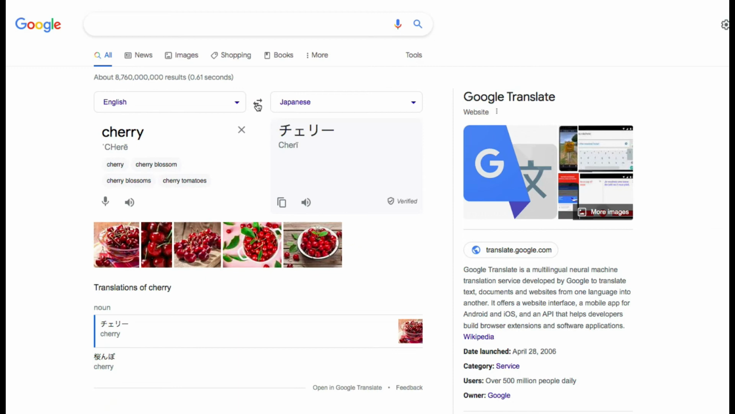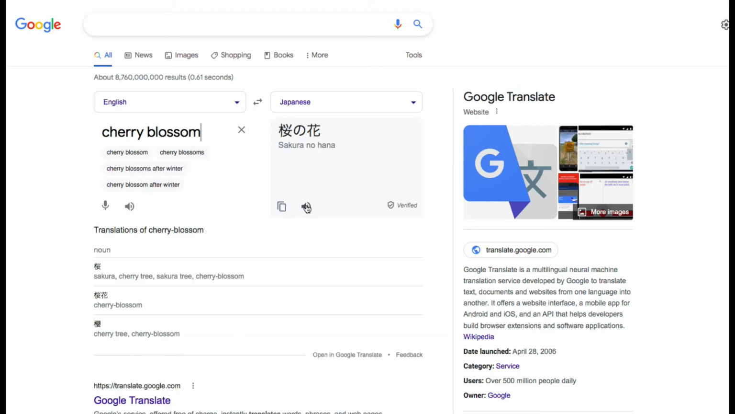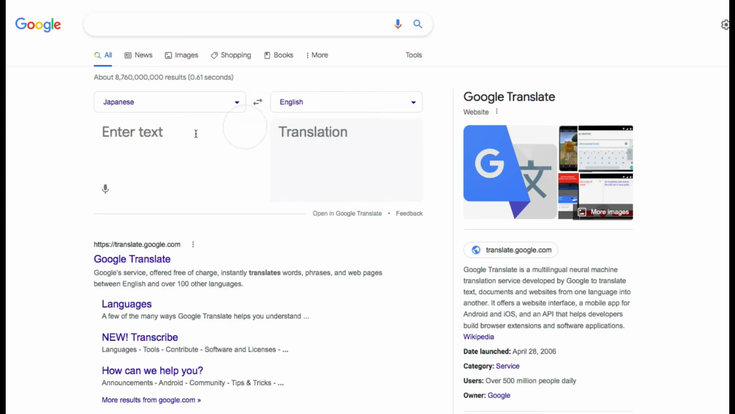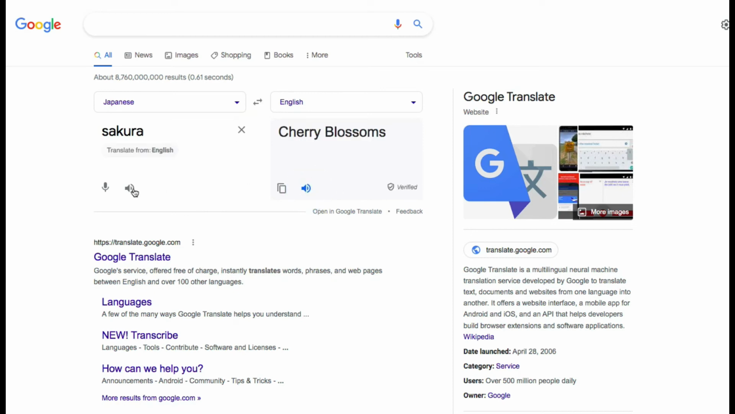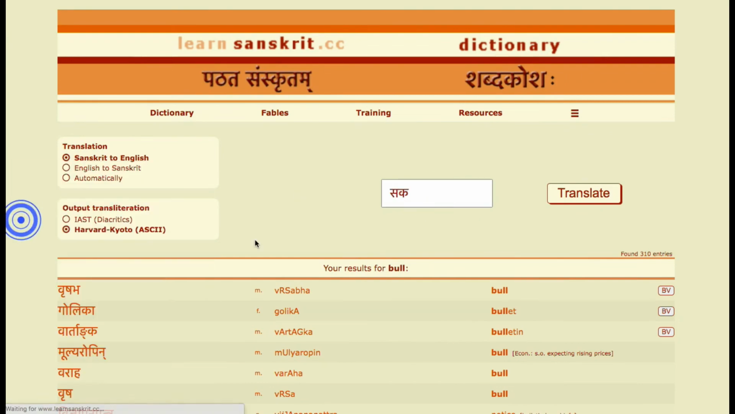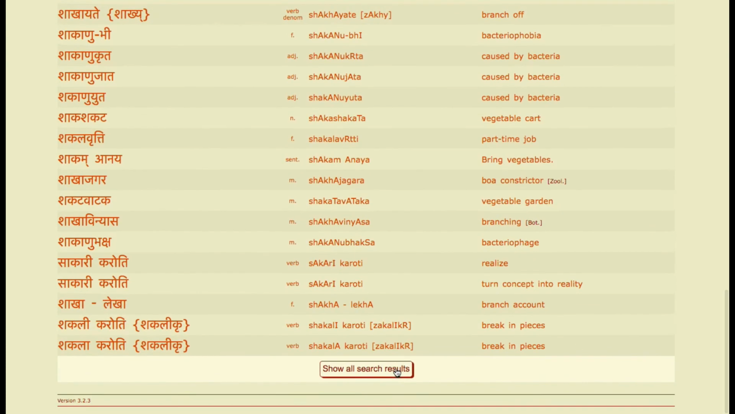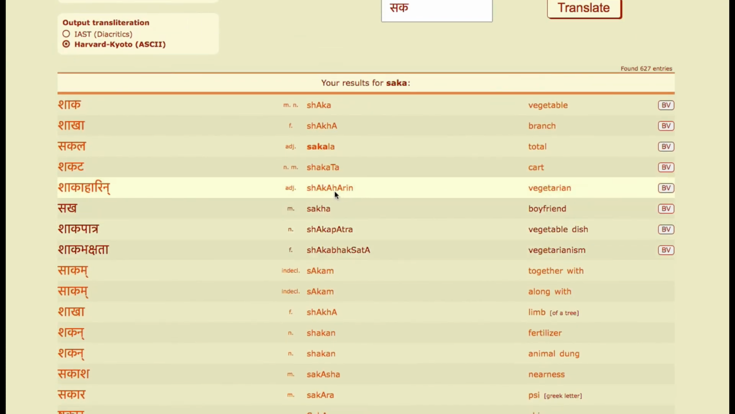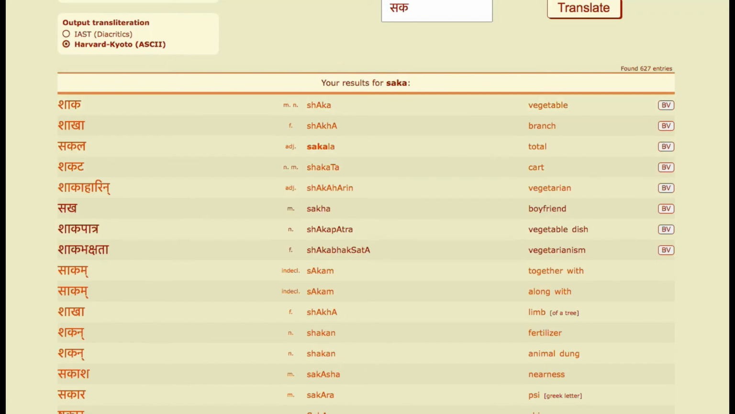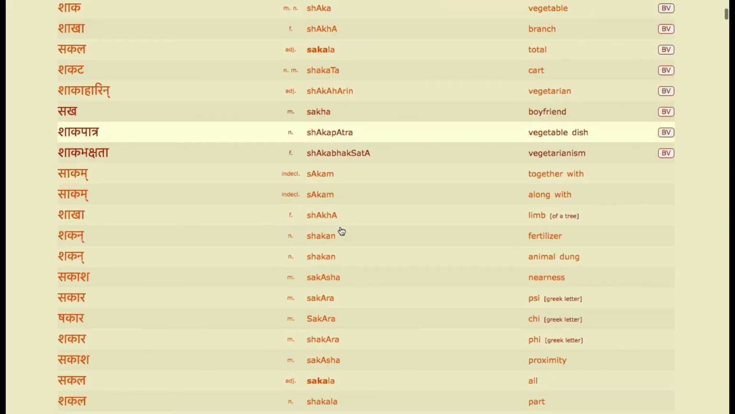Tree, cherry blossom. Sakura no hana, cherry blossom. Okay. So if we write sakura, cherry blossoms, and that's awfully close to, here, look. Sakaharin is vegetarian. Vegetable is shaka, which is saka. Cherry blossom, sakura. You see the same root? Saka, vegetable. Sakura. And that's also a tree. It also means a tree.